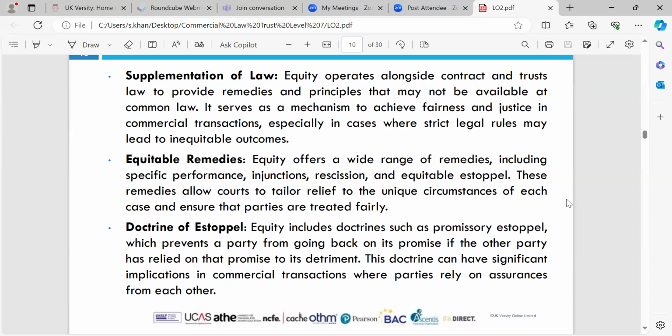So equity includes doctrines such as promissory estoppel, which prevents a party from going back on its promise if the other party has relied on that promise to its detriment. This doctrine can have significant implications in commercial transactions where parties rely on assurances from each other. The doctrine of good faith owes its origin to the law of equity and can be traced back to the Court of Chancery's decision historically in the case of Carter and Boham. It's really important that when you're doing something, you are taking into account under equity that you are applying the law of equity, which is to do with fairness.